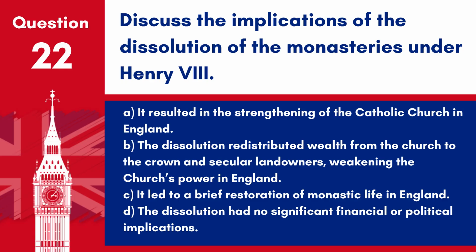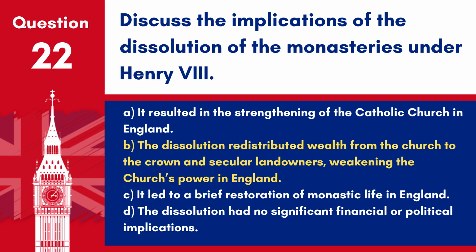Question 22. Discuss the implications of the dissolution of the monasteries under Henry VIII. A. It resulted in the strengthening of the Catholic Church in England. B. The dissolution redistributed wealth from the Church to the Crown and secular landowners, weakening the Church's power in England. C. It led to a brief restoration of monastic life in England. D. The dissolution had no significant financial or political implications.